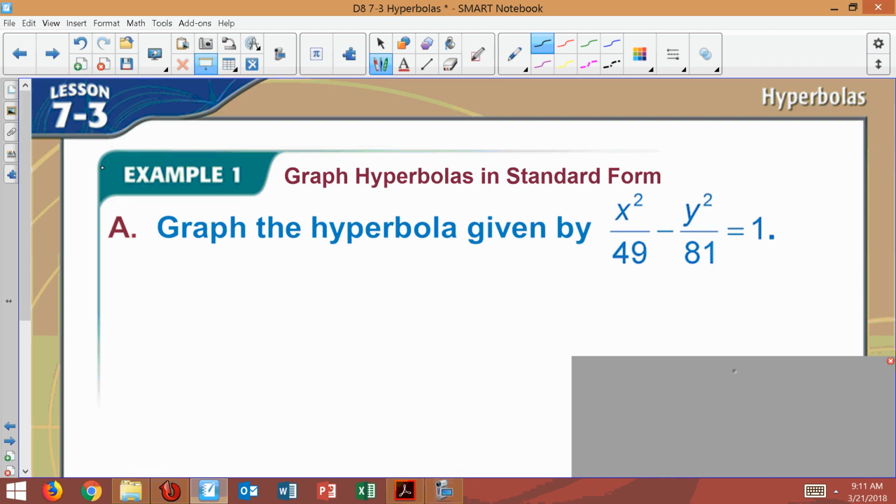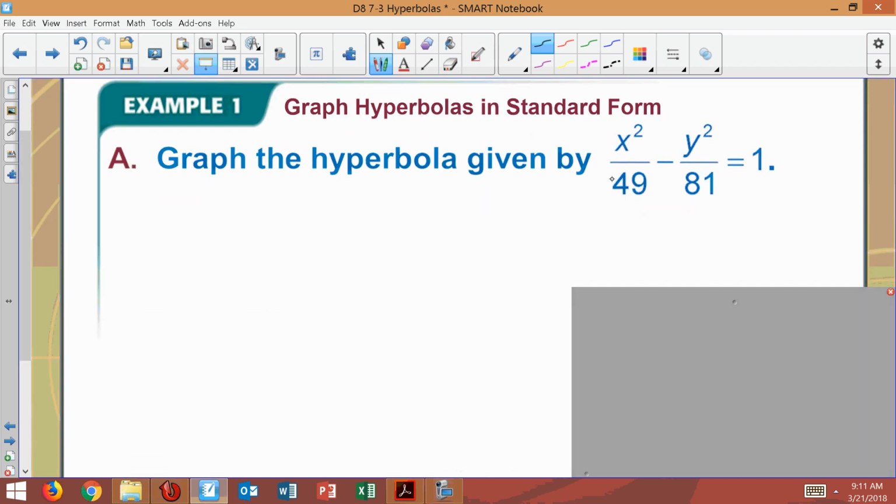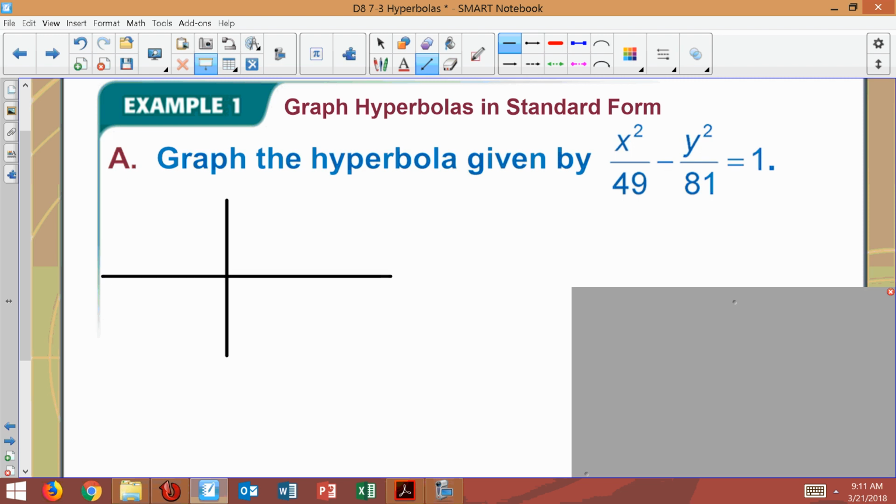So let's get started. First, it says graph this hyperbola given this information. The first thing I can tell you is that this is going to be a horizontal hyperbola. I'm just going to write it over here, and I'll show you the final picture in a second. There's no shifts, so we know that the center of this graph will be found here at the origin. It's horizontal because the x is positive while the y piece is negative. So it's going to be horizontal.